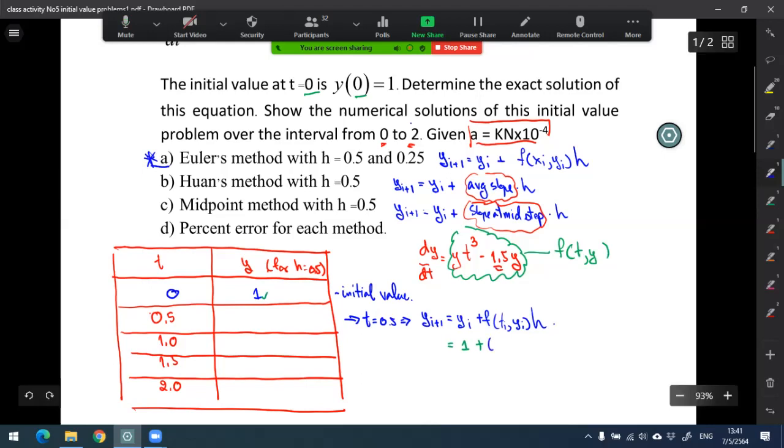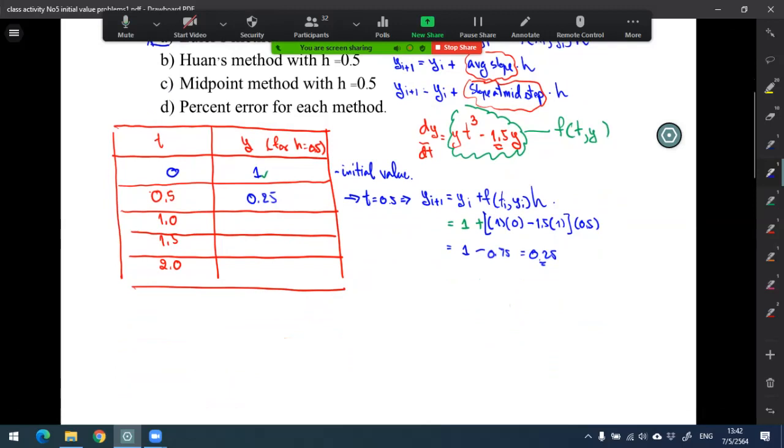So for this case, what is it? Y is equal to 1, right? T is equal to 0 minus 1.5. Y is equal to 1. Multiply with h, which is equal to 0.5. So what is it? This should be negative, right? So it becomes 0.25. Okay, now we have 0.25 here. Then do the next step.